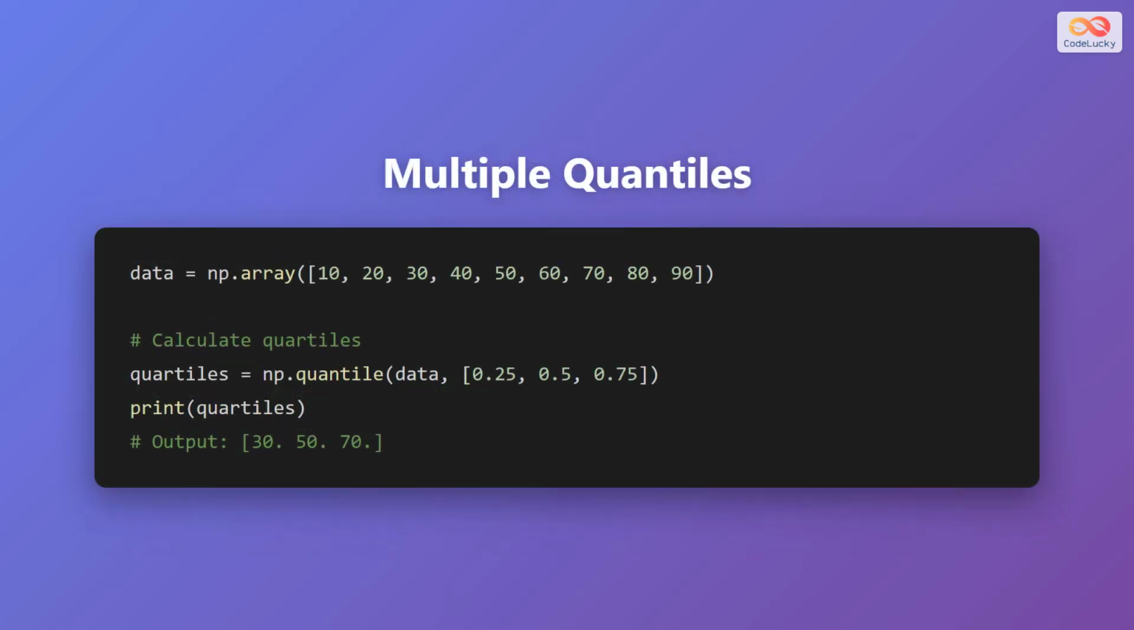You can calculate multiple quantiles at once by passing a list of values to the q parameter. In this example, we have an array with values from 10 to 90. We calculate the quartiles by passing a list containing 0.25, 0.5, and 0.75. The result is an array containing 30, 50, and 70. These 3 values represent the 25th percentile, the median, and the 75th percentile respectively.